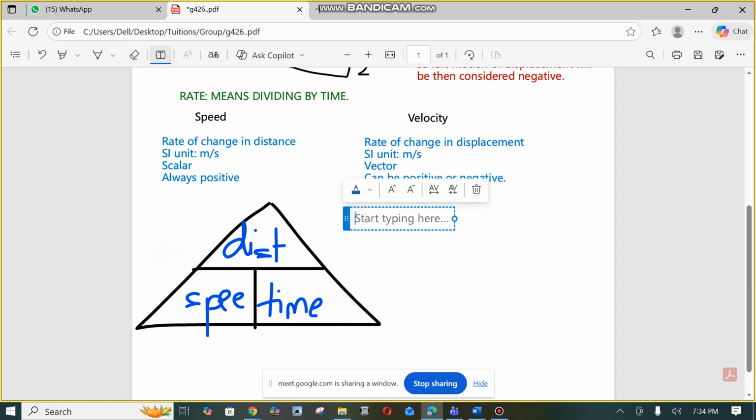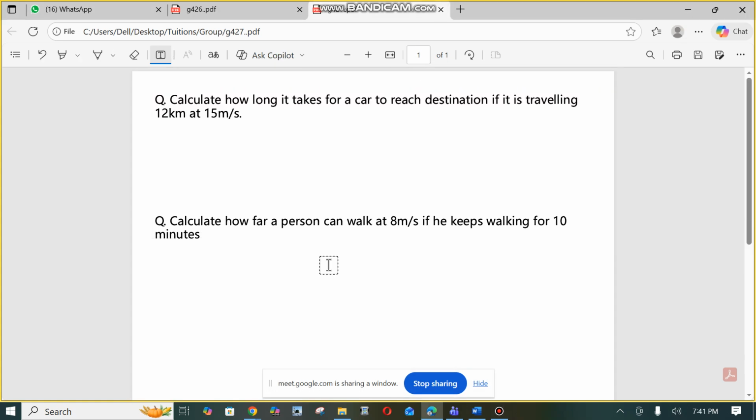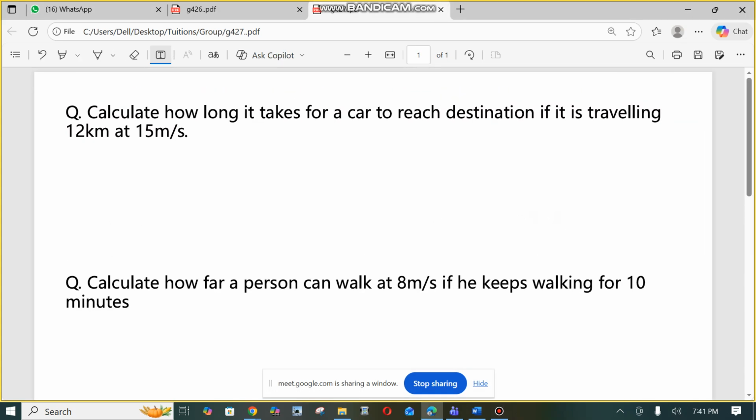Three formulas are possible from this triangle then, which is distance equals speed times time, and speed equals distance divided by time, and time equals the distance divided by the speed, that way. Now there are two questions that I'm showing on the screen right now. Try these two questions yourself.